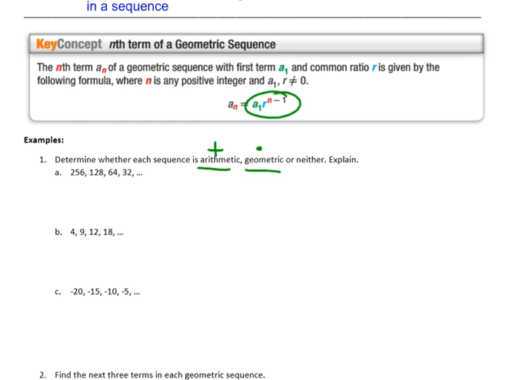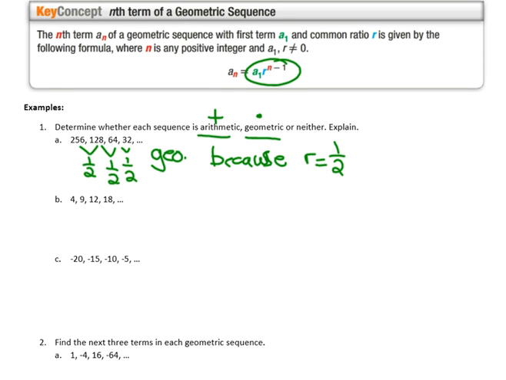So now let's see what's happening. Let's try the geometric. To get from here to here, that's half of the number, right? I multiplied by half. To get from here to here, that's another half of the number. So this one is going to be geometric because we have r, which is a half. We're taking a half of the number. All right, let's try the next one.